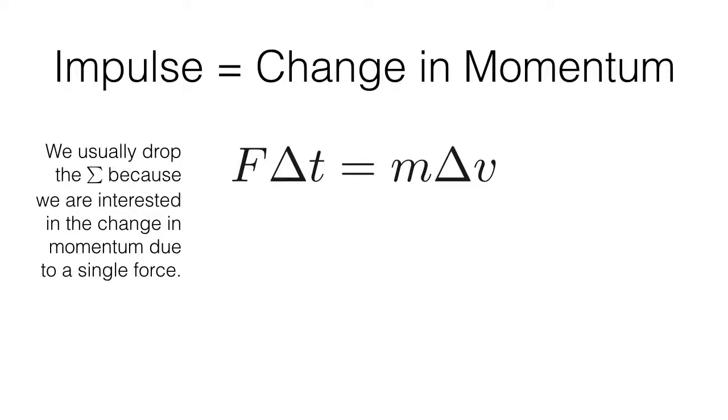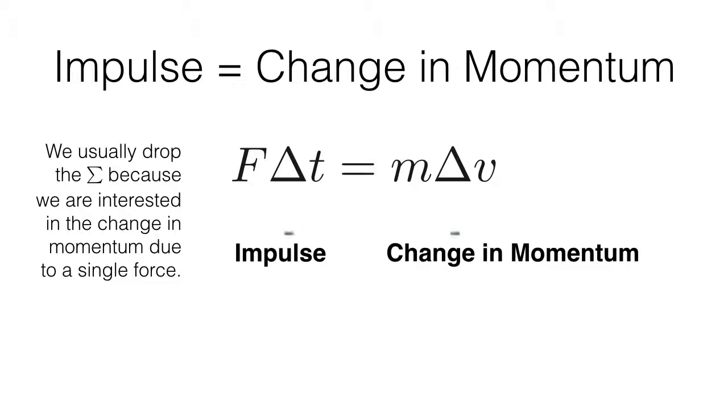The right-hand expression, mass times change in velocity, can be thought of as matter in motion. Mass representing the matter, change in velocity representing the motion. The quantity on the left is called impulse, and the quantity on the right is called change in momentum. We use the capital letter J for impulse and the lowercase letter p for momentum. And on this slide, since it's change in momentum, we have the delta character in front.